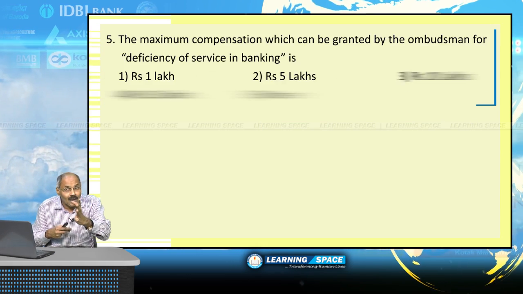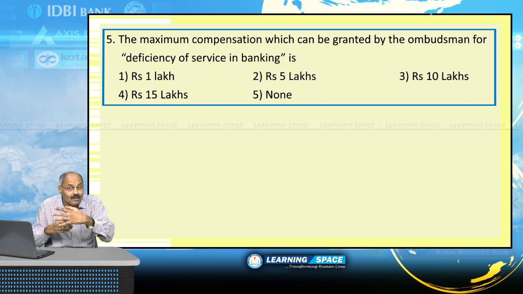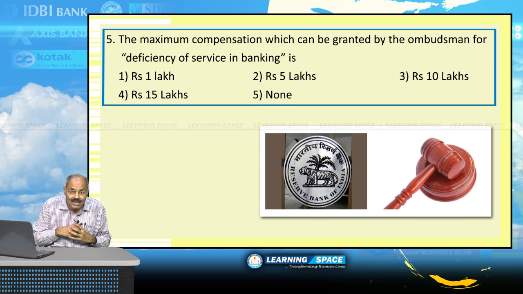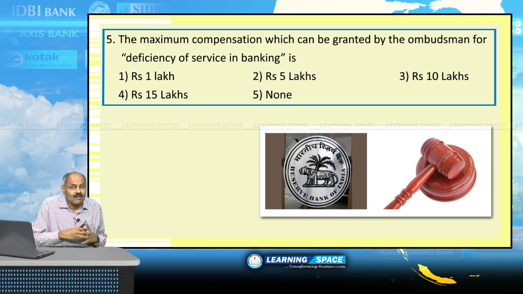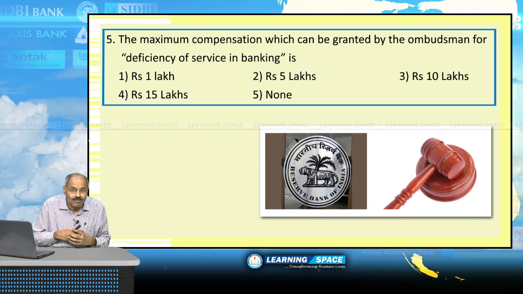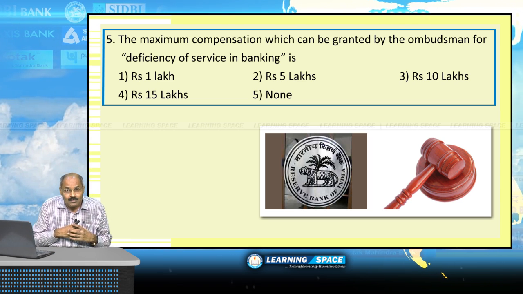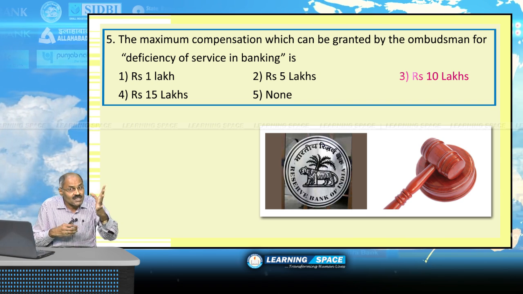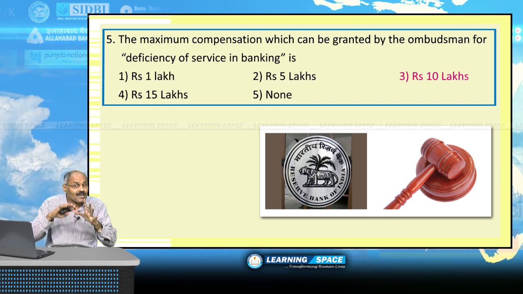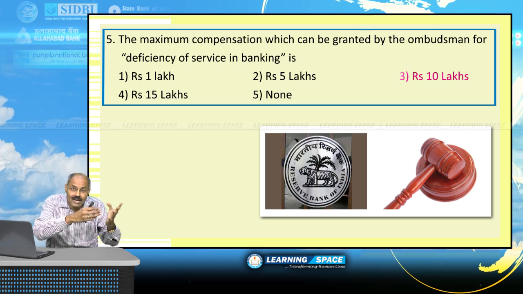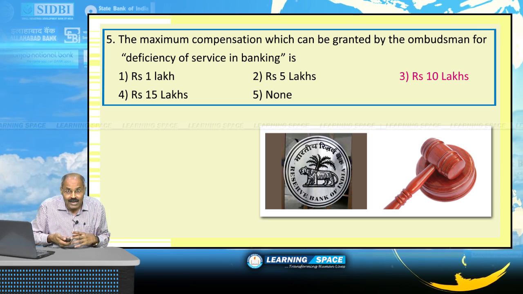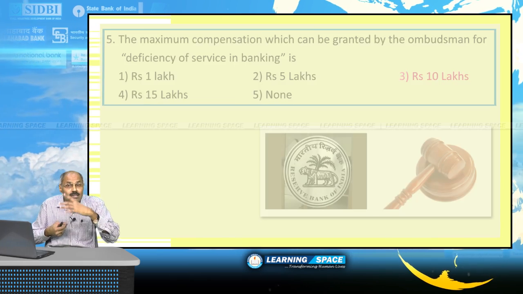The maximum compensation which can be granted by the Ombudsman for deficiency of service in banking is, we have already discussed in the first question and answer session, the Ombudsman can give an award up to rupees 10 lakhs for deficiency of service in banking, but if the deficiency pertains to credit cards, he can award up to a maximum of 1 lakh only. Look into the next one.